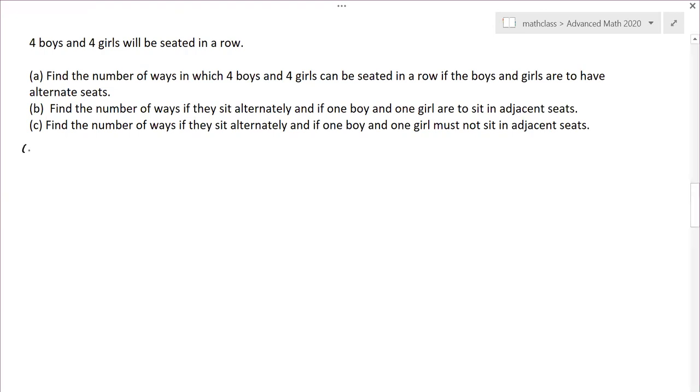So let's do the first one. Alternating seats. You have to figure out the possible patterns. There are 2 possible patterns. The first pattern, boy first. The second pattern, girl first. So in total you have 8 seats.